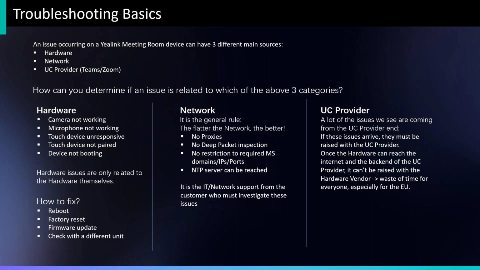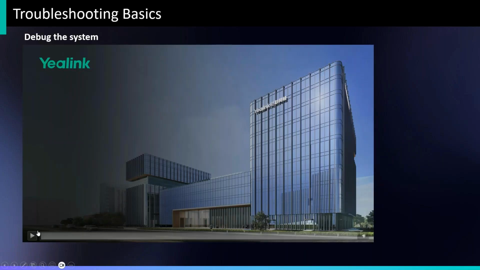Next video, we look at how to debug the system. This is very important with the Pro Audio, because you have to see, for example, when the microphone is not working, so when there is no audio going to the remote participants, where does the system start to lose the audio, where is it not picking up anymore? We look at that now.